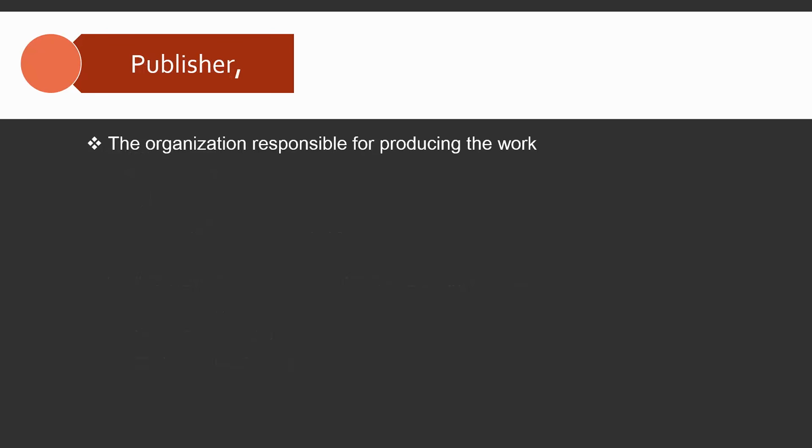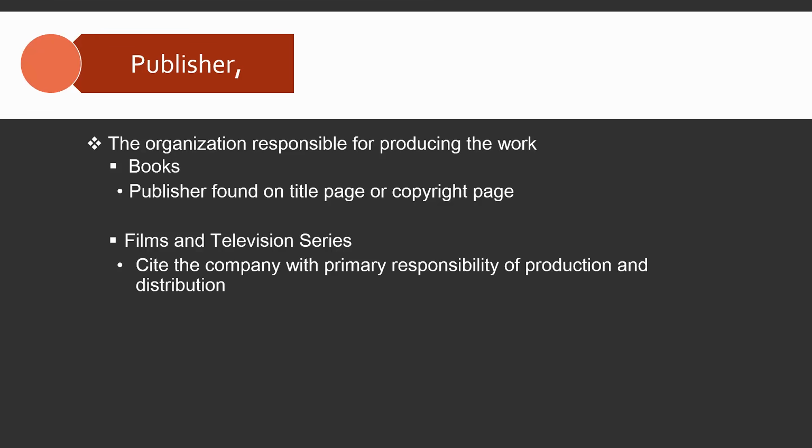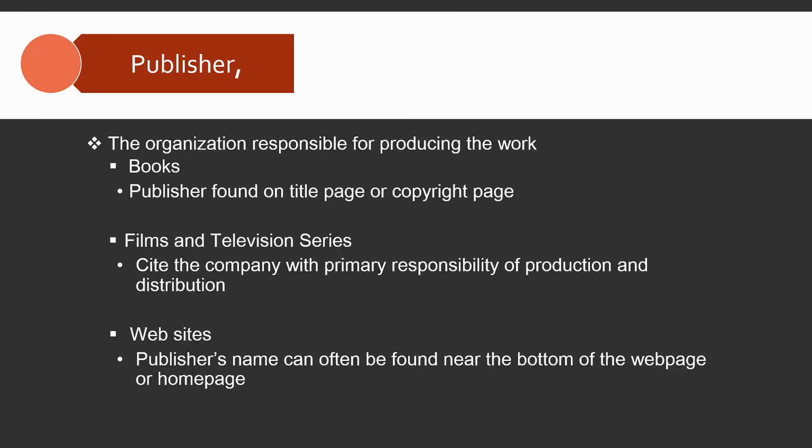Next, include the organization responsible for producing the source. For books, this is the publisher. The publisher information is typically found on the title page or the copyright page of the text. For films and television series, cite the company with primary responsibility for the production and distribution of the work. This information is typically found in the opening credits of the film or episode. For websites, the publisher information is usually found near the bottom of the web page or in the website's home page. Follow the publisher information with a comma.